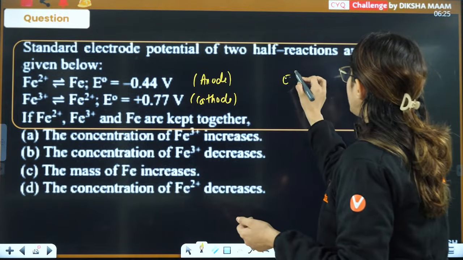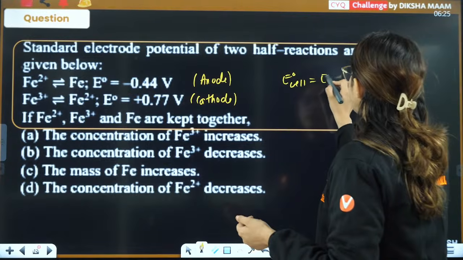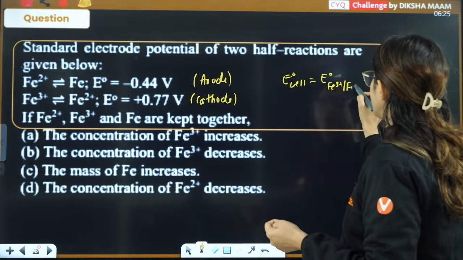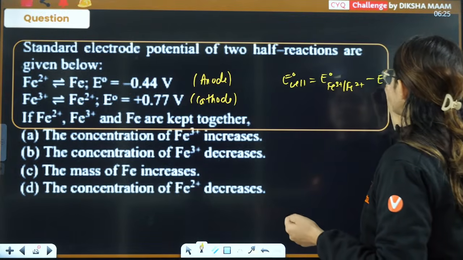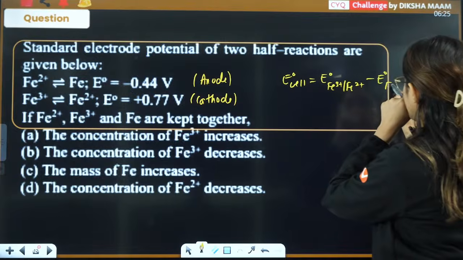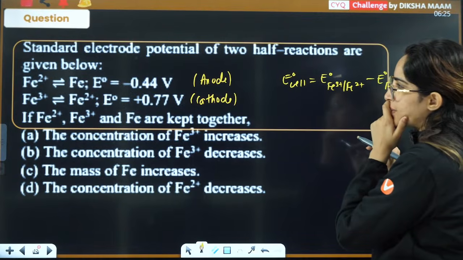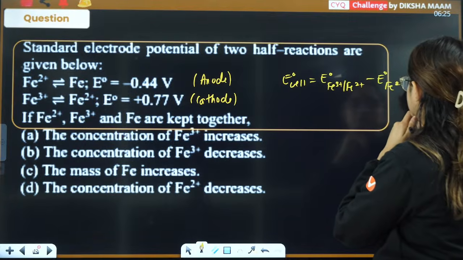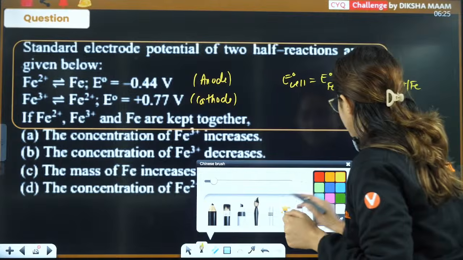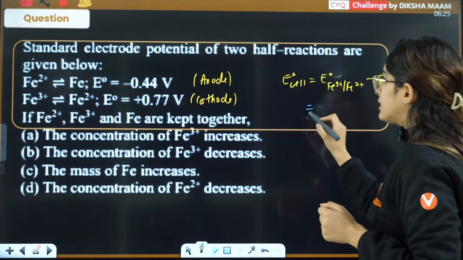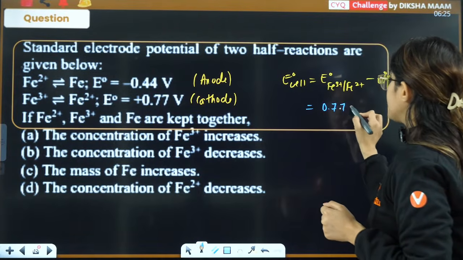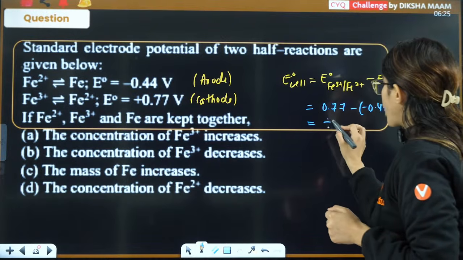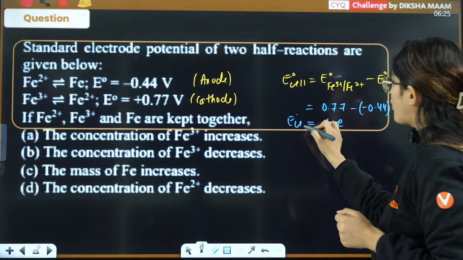What is the value of E naught cell? This is E naught of cathode minus E naught of anode. Cathode is Fe3 positive to Fe, where the oxidation number is decreasing. Anode is Fe, where the oxidation number should be increasing, but we are writing reduction potentials. Now put the values here. This is given to be 0.77. This is given to be minus of minus 0.44. You don't even need to solve it. Just see the value here will be positive.